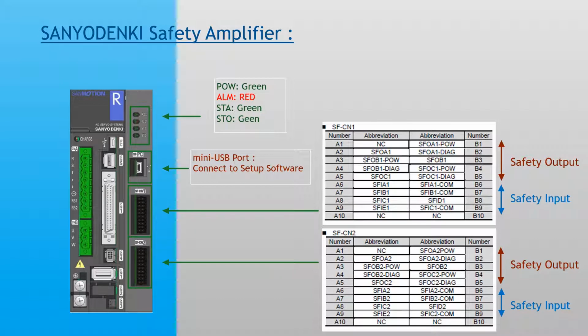In the safety module, there are 4 LEDs to show module status, USB port for communication with setup software, and 2 channels of safety input and output ports. Safety input is functional when 2-channel safety inputs are enabled. There are 4 total safety inputs and safety outputs.